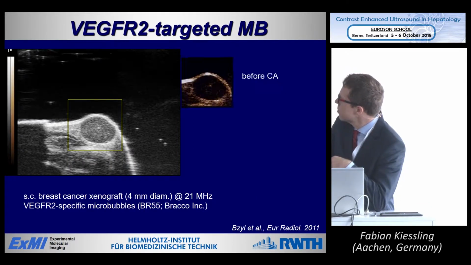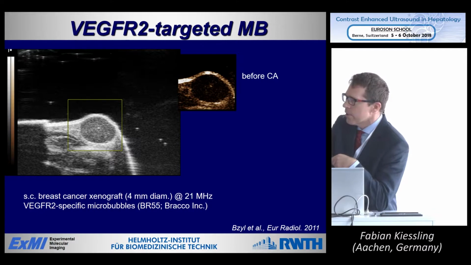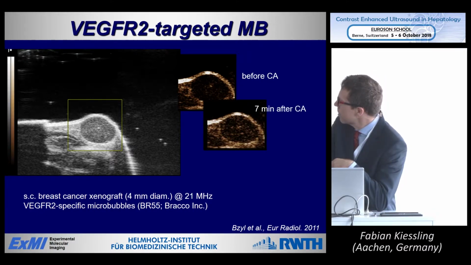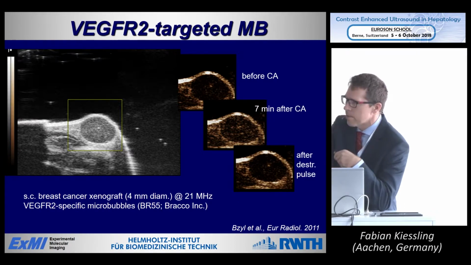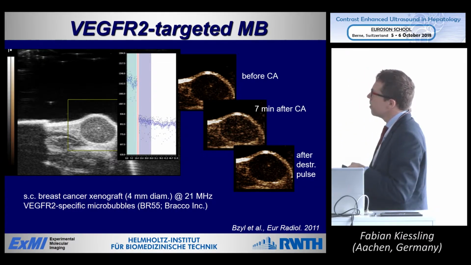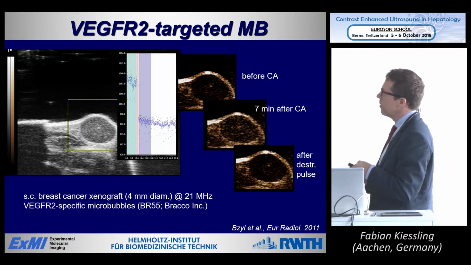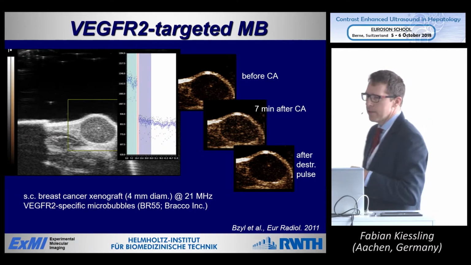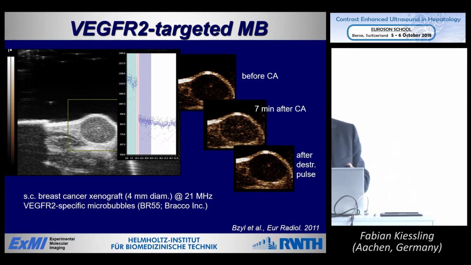That's an experimental tumor here before injection of the targeted microbubbles probes. Afterwards, you see a clear accumulation of the VEGF receptor 2 targeted bubbles in the tumors, and after the destructive pulse, most of them are gone. If you quantify that, you see here the plateau level after bubble binding. Here we made the destructive pulse. You see the level afterwards is lower here, so the difference reflects then the molecular binding.